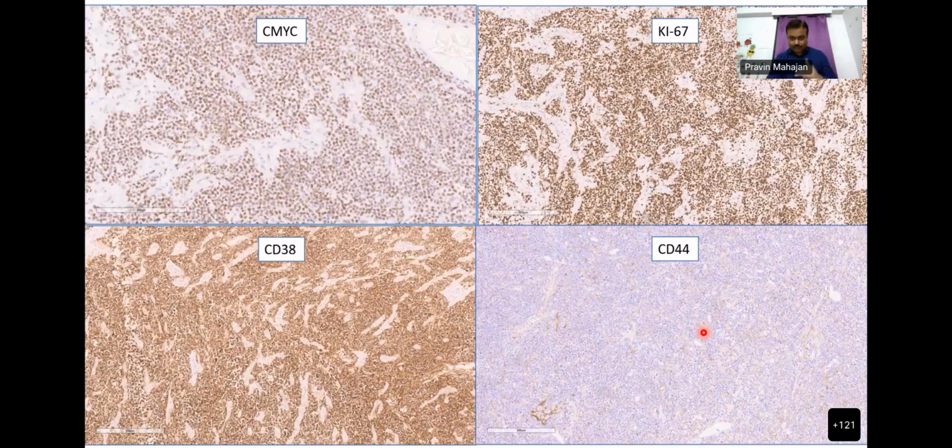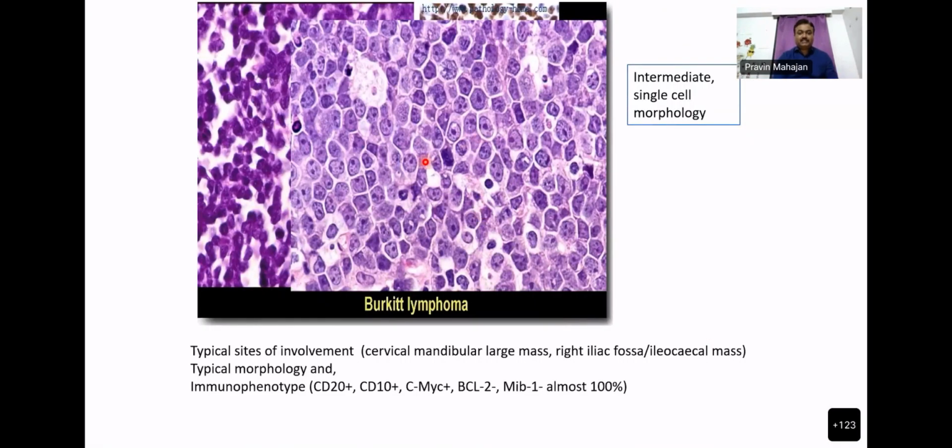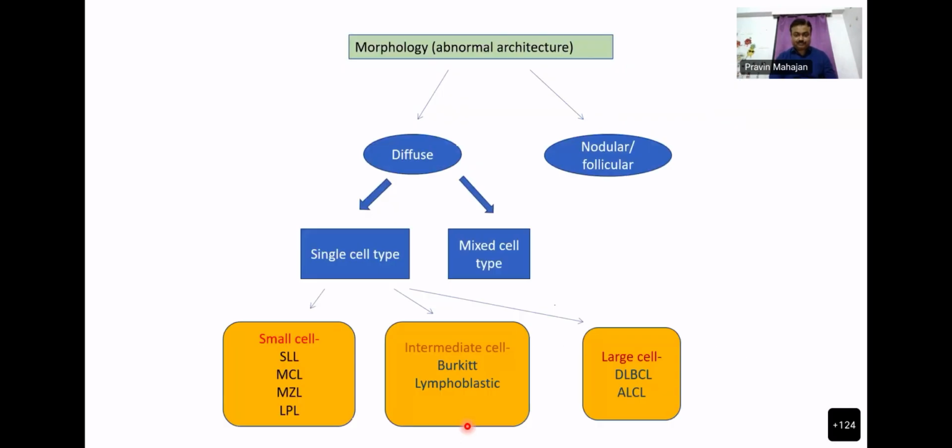It is negative. That also then proves that it will be a Burkitt lymphoma. So this is what I was alluding to, this tile-like morphology of the cytoplasmic border. They become quite angular, and with a very typical clinical scenario like a cervical or mandibular large mass, or right iliac or ileocecal fossa mass, having this typical morphology and typical immunophenotype which I already mentioned, you can make the diagnosis of Burkitt lymphoma. So we have covered intermediate cell size tumors, Burkitt and lymphoblastic.